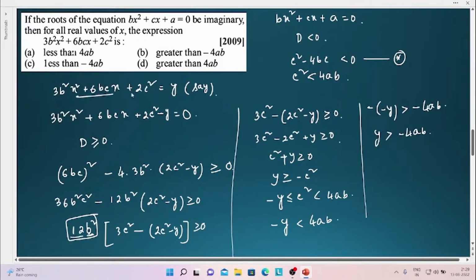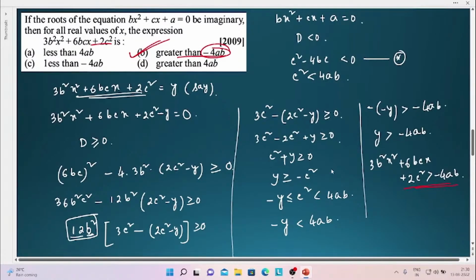What we already let is y equals 3b square x square plus 6bcx plus 2c square. So it will be 3b square x square plus 6bcx plus 2c square, which is greater than minus 4ab. So what is the correct option? The correct option would be option B, right? The option says this particular expression is greater than minus 4ab. So this is the correct option.